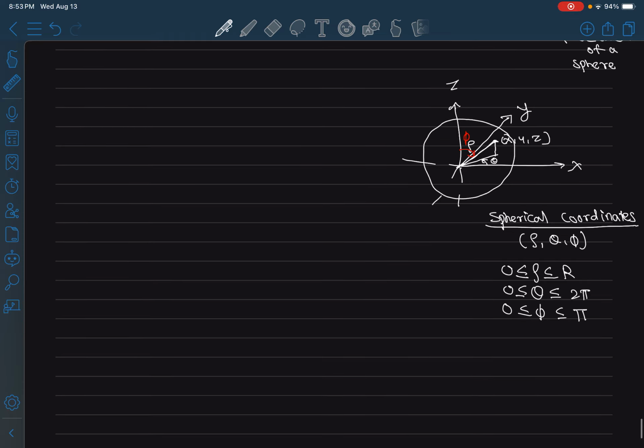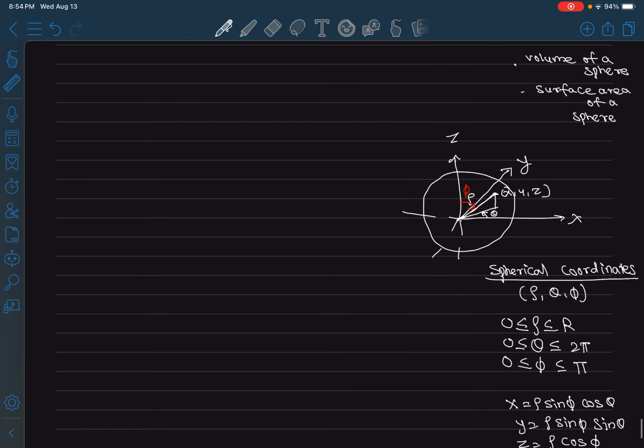You might want to check that for this random point x, y, z, if you want to find it in terms of rho, theta, and phi, you can do that using simple trigonometry. x comes out to be rho sine phi cos theta, y comes out to be rho sine phi sine theta, and z comes out to be rho cos phi.